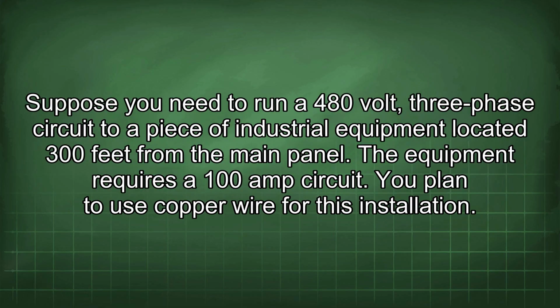Suppose you need to run a 480-volt, 3-phase circuit to a piece of industrial equipment located 300 feet from the main panel. The equipment requires a 100-amp circuit. You plan to use copper wire for this installation.